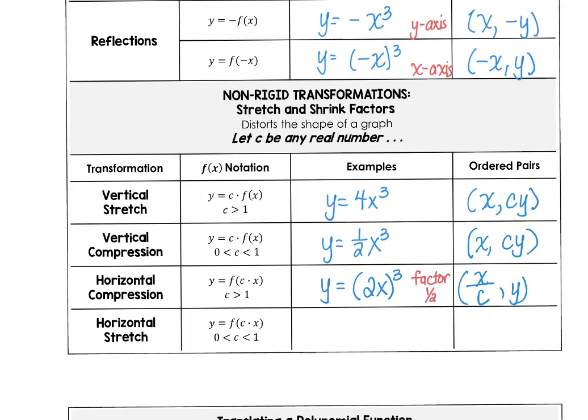And then our last one, we have a horizontal stretch when we have an example like y equals quantity 1/3 x cubed. We're going to divide our x coordinate by our c value, which is 3, and leave the y value alone. So we have a horizontal stretch by a factor of 3 here.